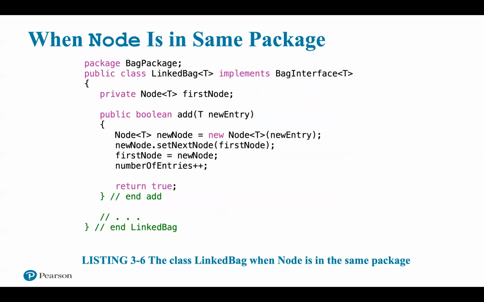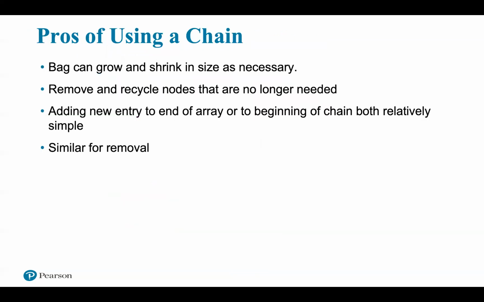So the class LinkedBag can access Node as given in listing 3.5. Both classes are in the same package, and we modify LinkedBag slightly. Each occurrence of Node within LinkedBag must now appear as Node<T>. We begin to make these changes to LinkedBag and highlight them in listing 3.6, as we're starting to show here. So let's talk about the pros and cons of using a chain.